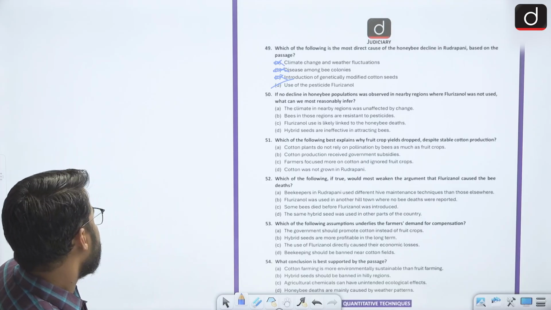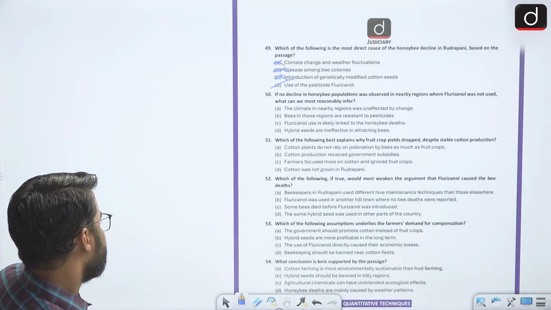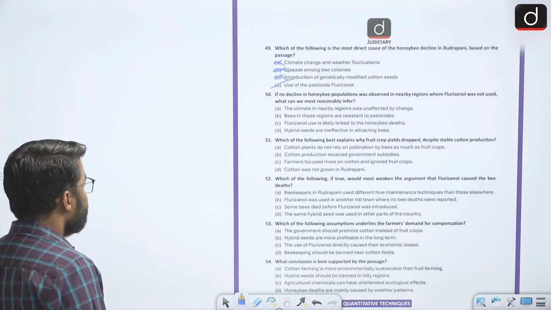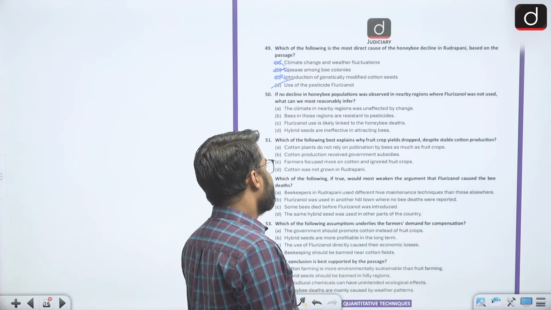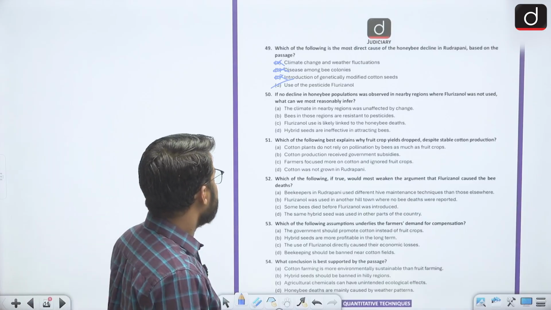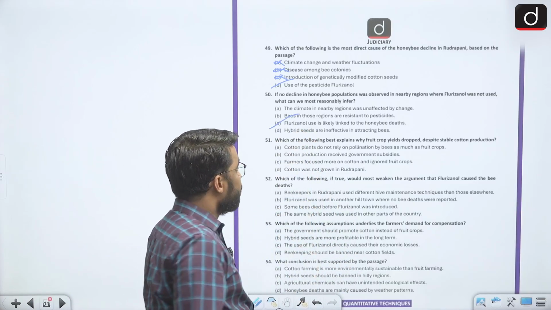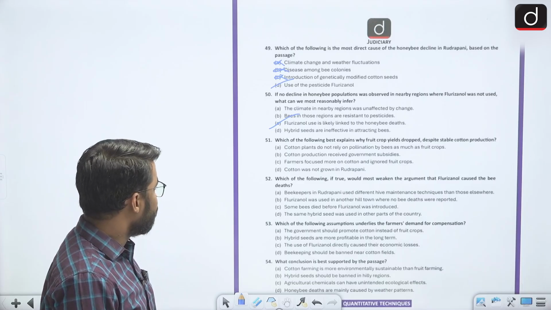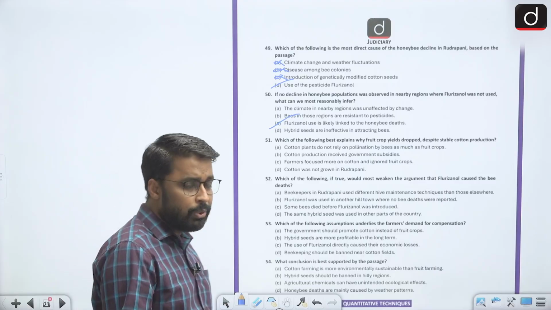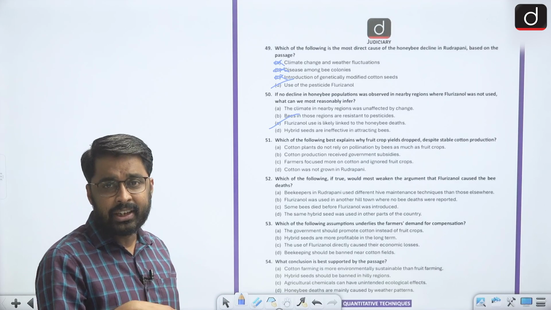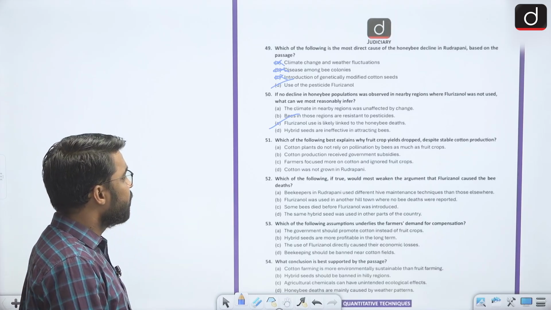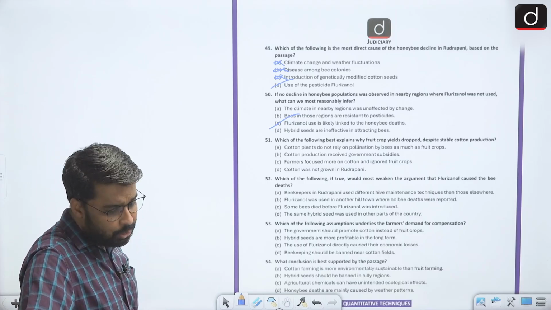Next, if no decline in honeybee population was observed in nearby regions where fluorosanol was not used, what can we most reasonably infer? The climate in nearby regions was unaffected by change. Bees in those regions are resistant to pesticides. Fluorosanol use is likely linked to honeybee deaths. Yes, because in the nearby regions where fluorosanol was not used, there was no decline in honeybee population, and in Rudrapani where fluorosanol was used, even the retailers, the shopkeepers, show a 300% increase in their sales. So its use is likely linked to the deaths of bees.